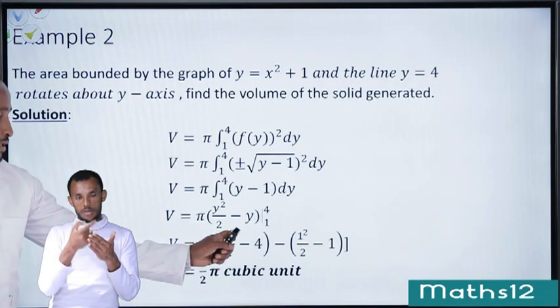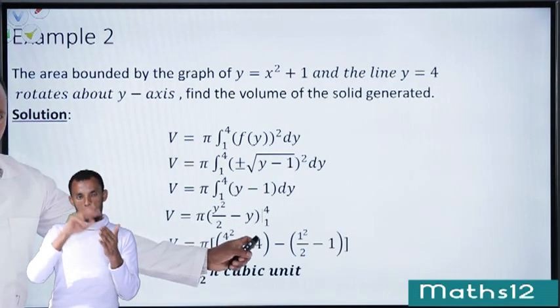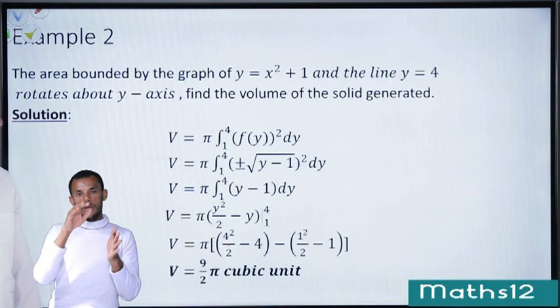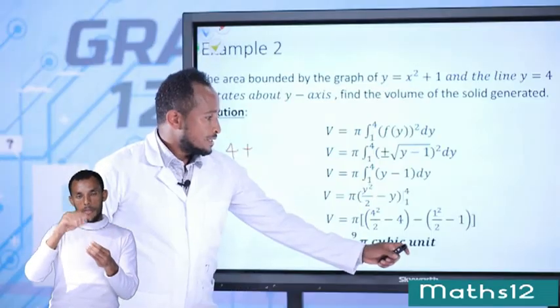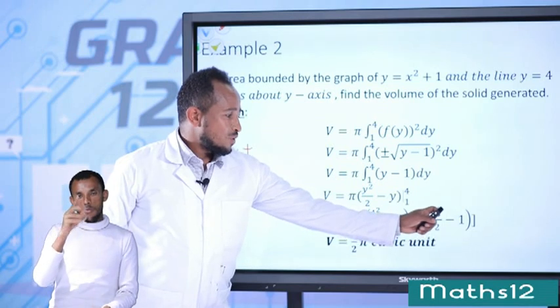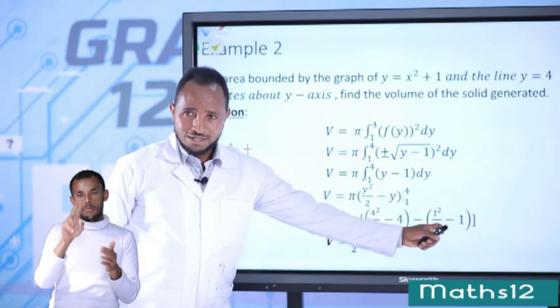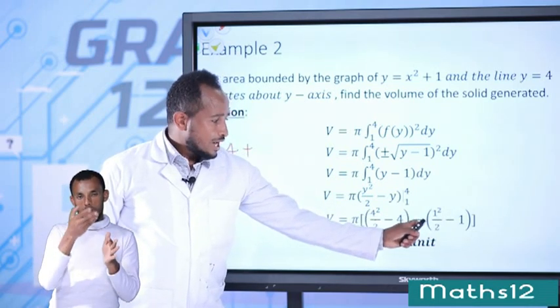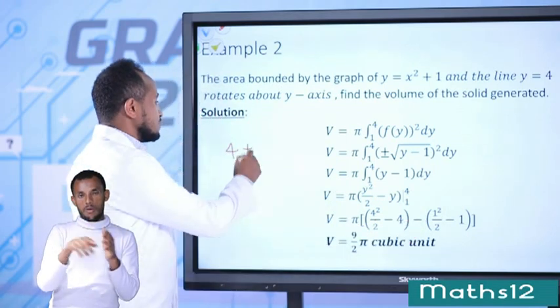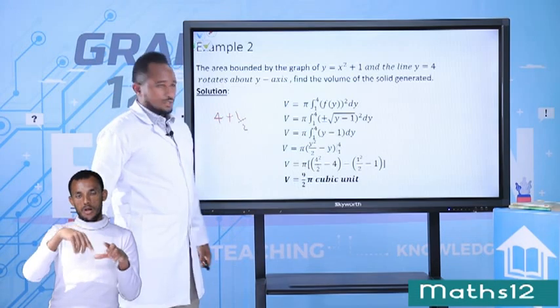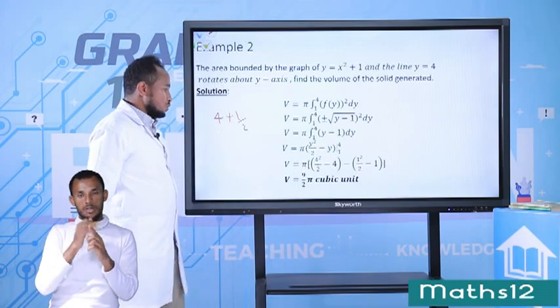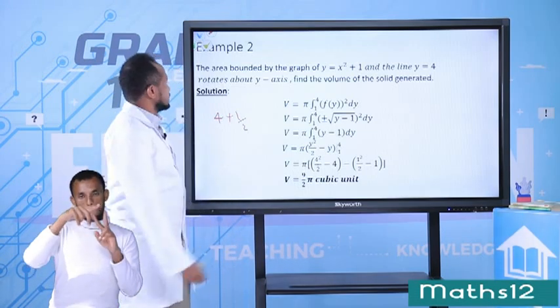So 4 squared is 16 over 2, which is 8. 8 minus 4 is 4. 4 plus, 1 squared is 1, 1 over 2 minus 1 is negative 1 over 2, times minus, this is positive 1 over 2. So the sum of these two is 9 over 2. So the answer will be 9 over 2 pi cubic units.